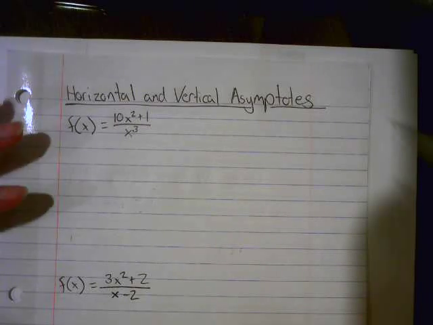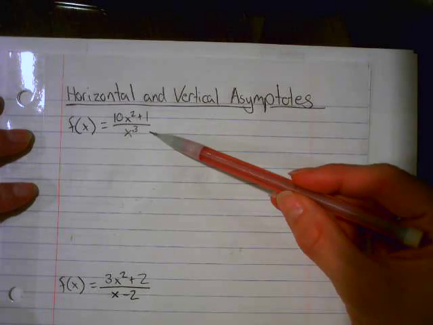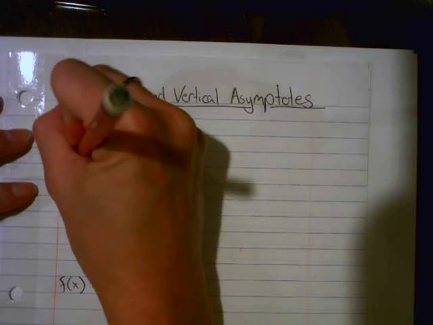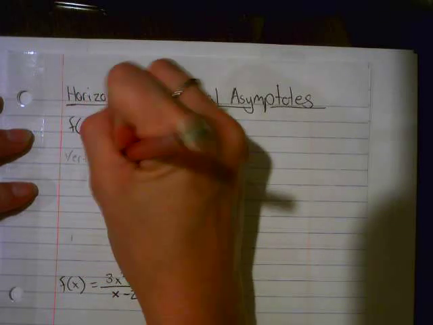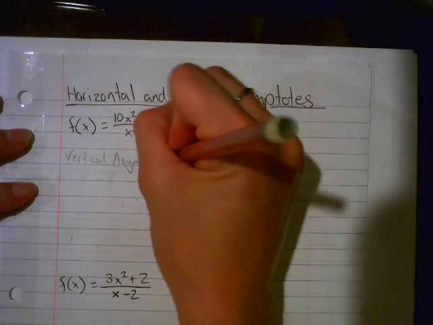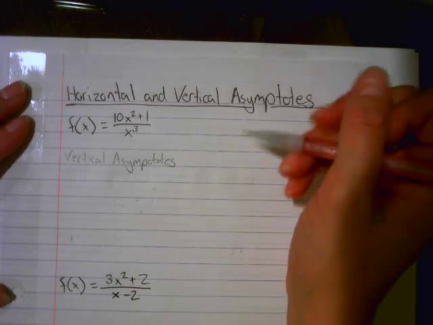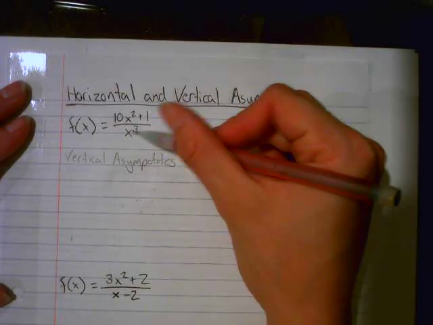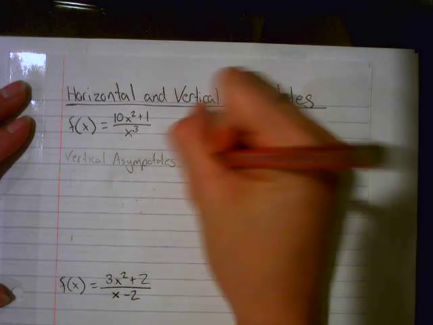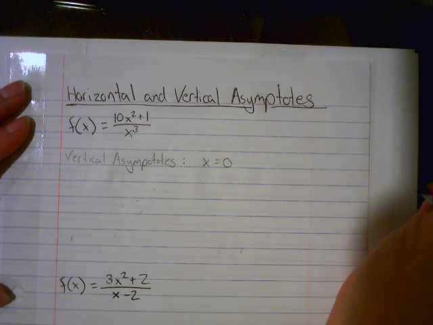So let's start with this first function, f of x equals 10x squared plus 1 divided by x to the third power. Let's talk about vertical asymptotes. Now remember, for vertical asymptotes, it's going to have asymptotes at any x values that would make our denominator equal to 0. And if I have x cubed on the bottom, the x value that would make that happen is 0 itself. So I'm going to have a vertical asymptote at x equals 0.